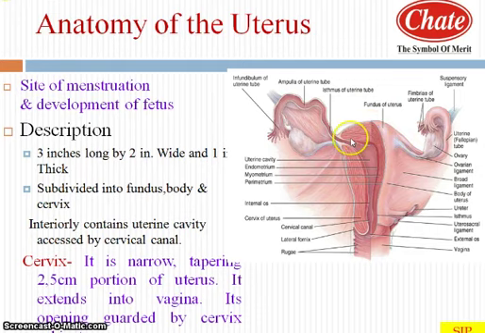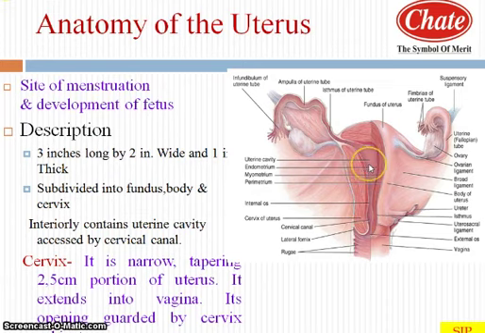The anterior dome-shaped structure that lies between the fallopian tubes is termed the fundus. The middle main portion where development occurs is termed the body, while the posterior narrow tube-like structure is termed the cervix. So the cervix is a narrow tapering 2.5 centimeter portion of the uterus. It extends from the uterus to the vagina. This cervix is guarded by the cervix sphincter, which is the strongest sphincter of the female body.